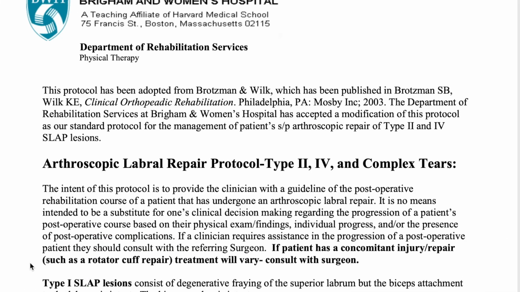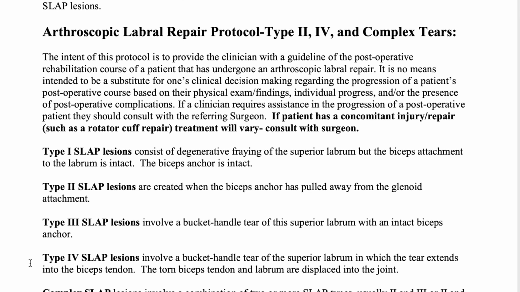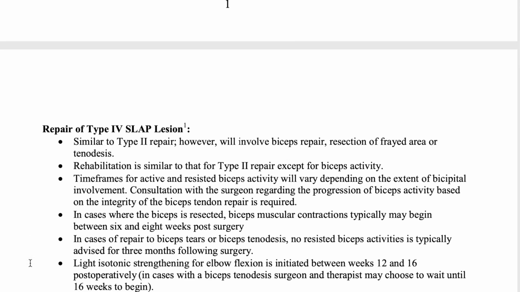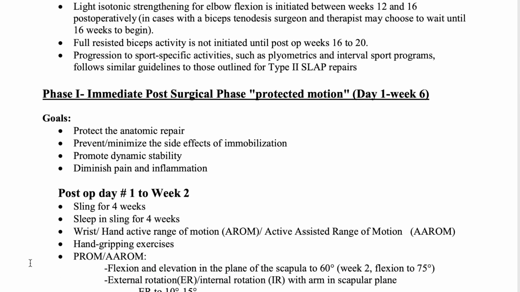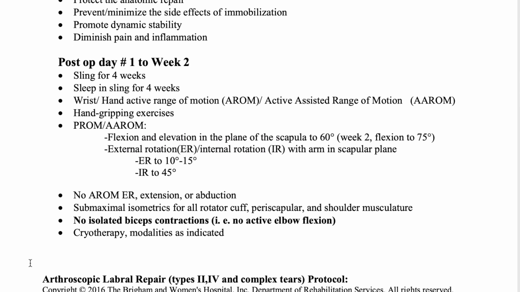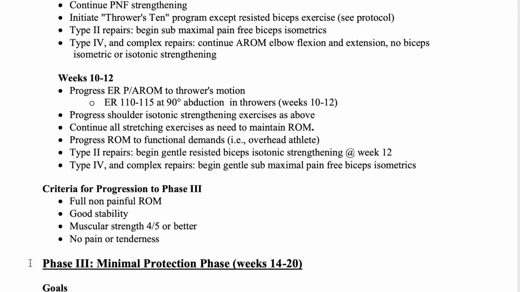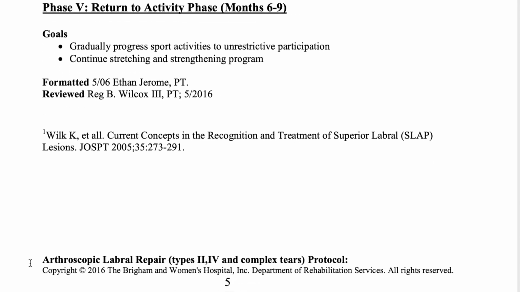So here is the rehab protocol that we use for a SLAP lesion. It's from the Brigham and Women's Hospital. So, of course, we use the arthroscopic labral tear protocol for our type 2 SLAP tear. In this protocol, it details all the precautions that we need to take before we start rehab, and it goes through each phase. So here's phase 1, here's phase 2, phase 3, and phase 4.